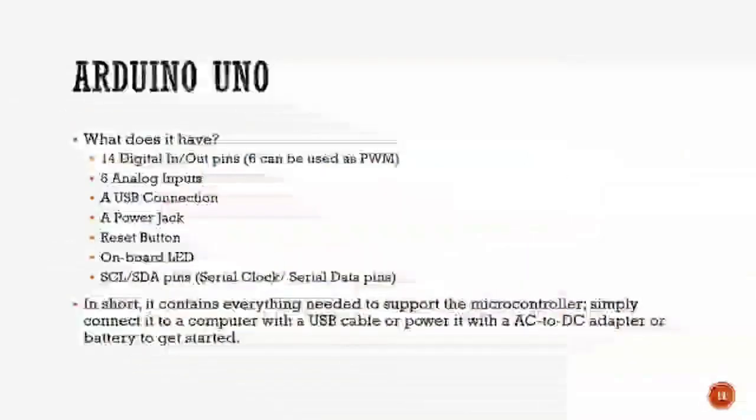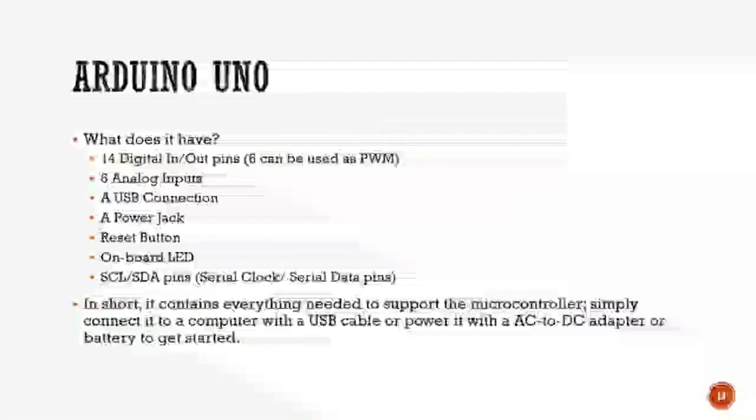So what is Arduino Uno? What does it have? 14 digital input output pins, 6 of them are PWM outputs, 6 analog inputs, a USB connection, a power jack, and a reset button with an LED on board, and the serial peripherals, that is SCL, SDA. What is SCL? SCL is the serial clock. The serial clock is used to transmit or receive the data according to this clock. So the serial data pin carries the data information in bits.